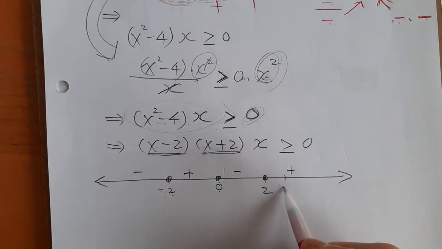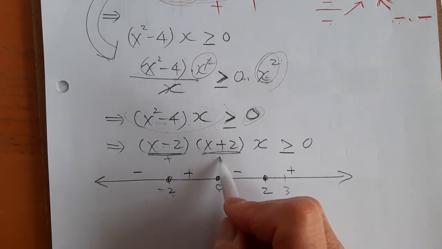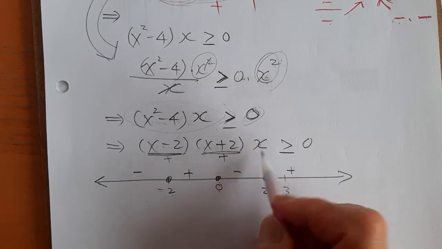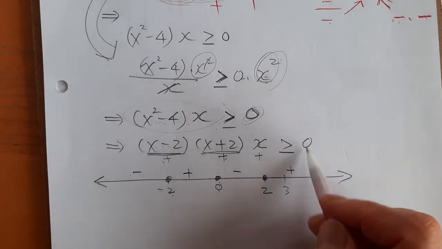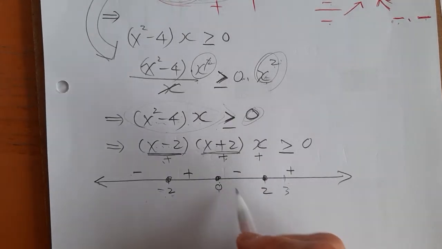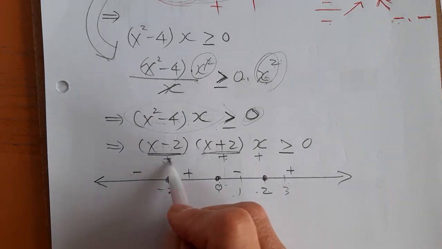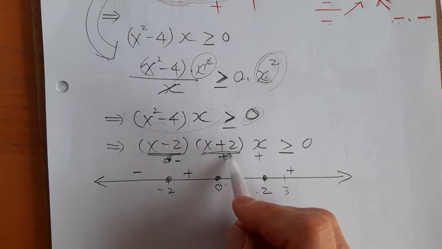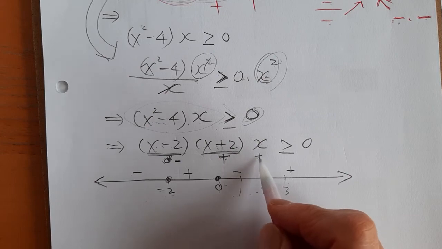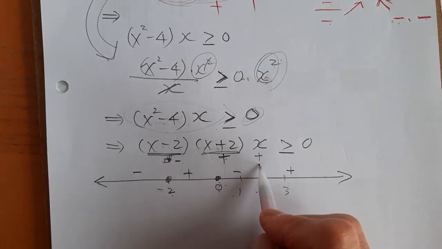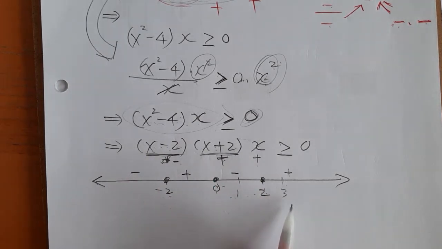Now you always mark positive and negative. You can check, like 3. Plug in 3: 3 minus 2 is 1, positive. 3 add 2 is 5, positive. And x is 3, positive. Multiplying together, positive times positive is positive. For any number between 0 and 2, you can check like 1. 1 minus 2 is negative 1, negative. 1 add 2 is 3, positive. And x is 1, positive. So negative times positive is negative. So between 0 and 2, the product is less than 0.